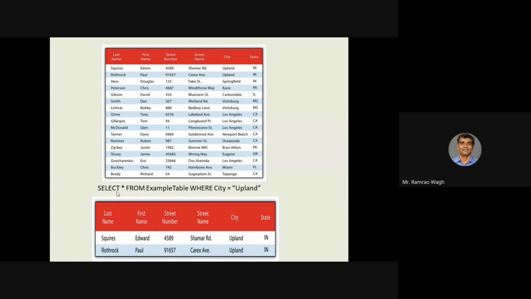Select star from where? From this table. The name of this table is example table, containing this data. Then I apply a criteria called a conditional, this where clause: where city is equal to Upland. Same way I can say select star from example table where first name is equal to Edwin. Then I'll be able to locate this guy and all this data will come. So this is the resulting table.